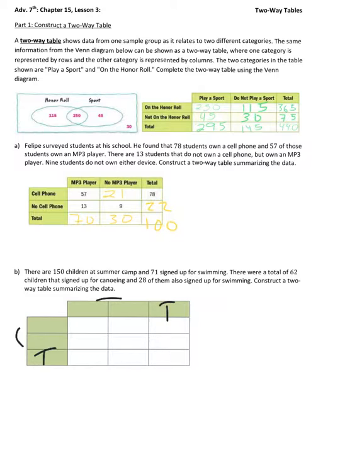So for the rest of these problems, you're not going to have some of the chart filled in like we did for this one. You're going to have it completely blank and just fill it in. But that's how we did the 78 and 57. From there, there are 13 students that do not own a cell phone but own an MP3 player. Well, here is own MP3 but no cell phone. So that should be pretty easy.